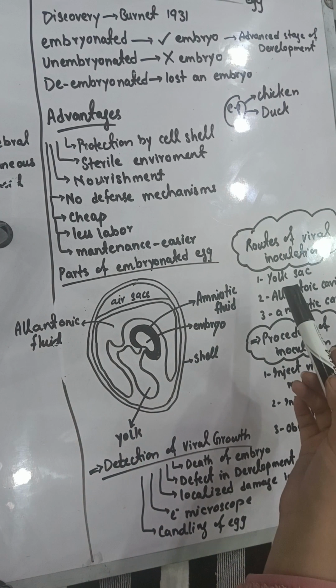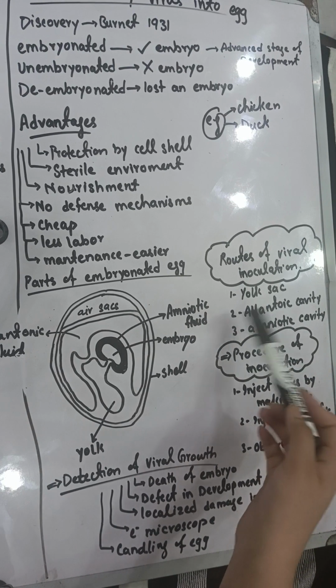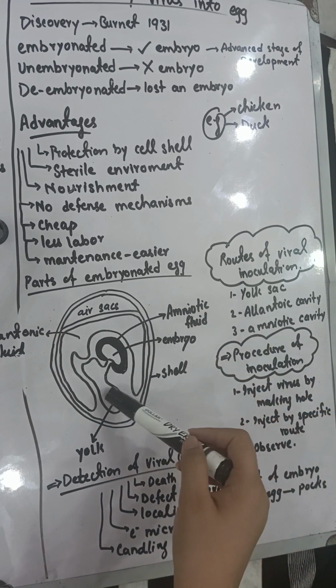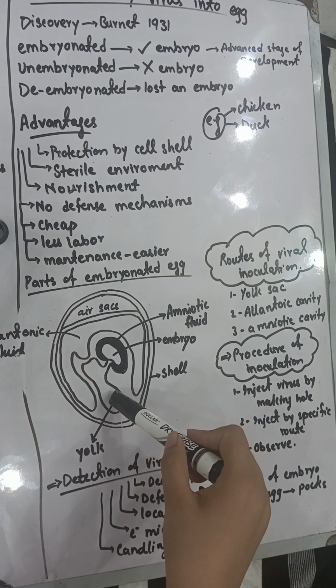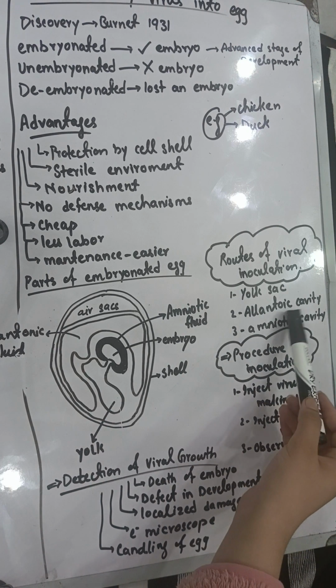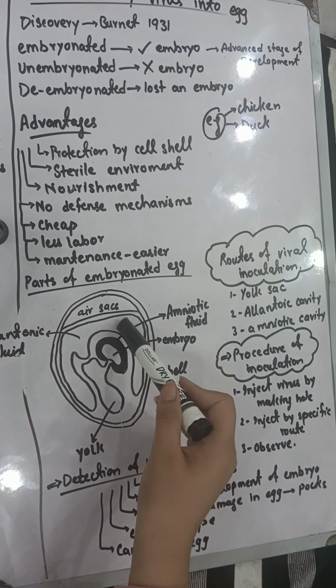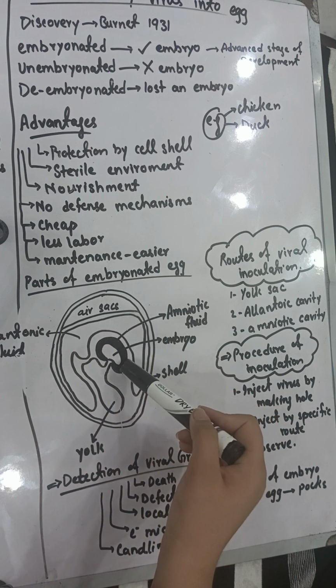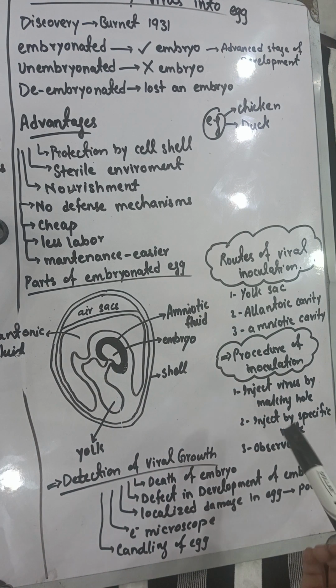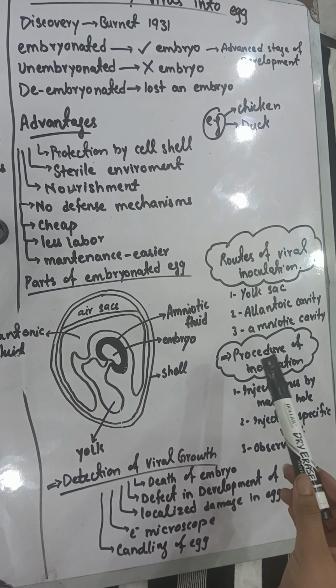Now, what are the routes to inoculate your viruses? So you can inoculate into your yolk sac. You can inject it here. You can inject into the allantoic cavity. So you can inject in this cavity, and you can inject in the amniotic cavity. So these are the routes of inoculation.